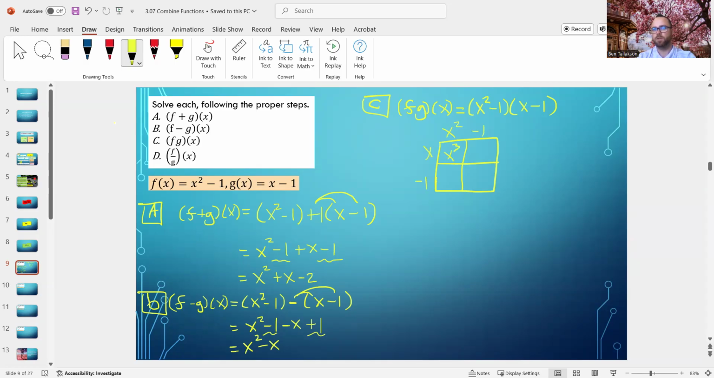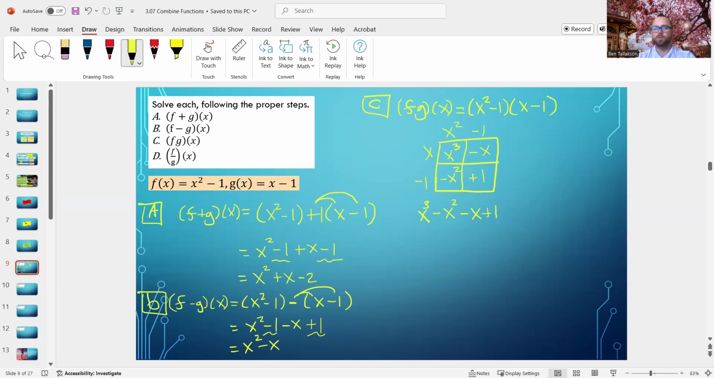We get x cubed minus x squared plus 1. No like terms, right? So we get x cubed. Remember, decreasing exponential order is how you write this out properly.